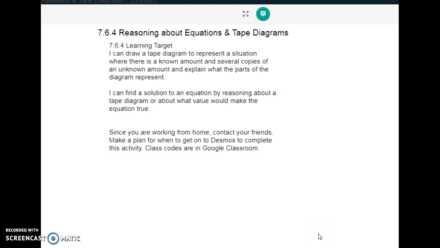The learning targets for this activity are: I can draw a tape diagram to represent a situation where there is a known amount and several copies of an unknown amount, and explain what the parts of the diagram represent. The other LT is I can find a solution to an equation by reasoning about a tape diagram or about what value would make the equation true.